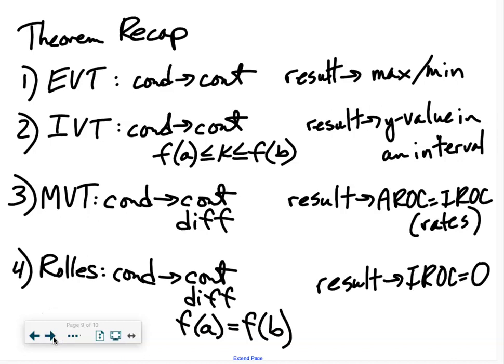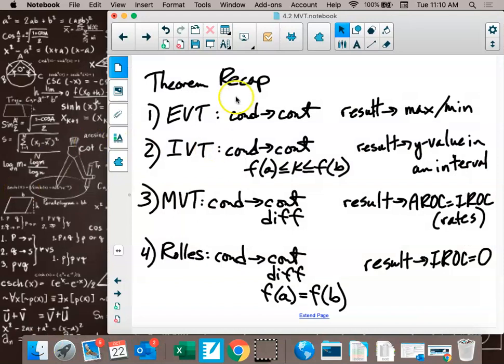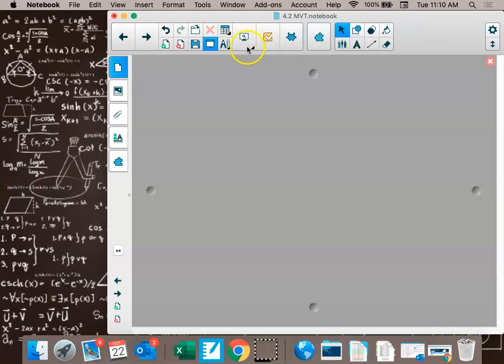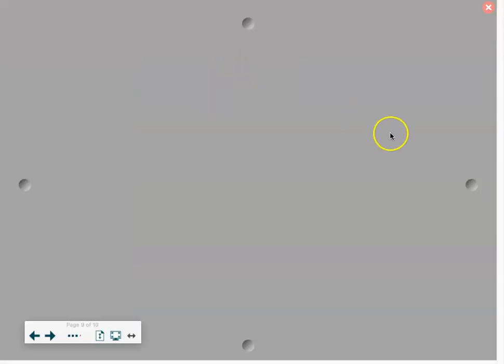Okay. Now, this last little thing, you don't have to write. You can if you want to. In first period, I thought it would be good to do a little recap of the theorems that we've learned. It's not anything amazing. I'm going to put a little shade up so we can do them one at a time.